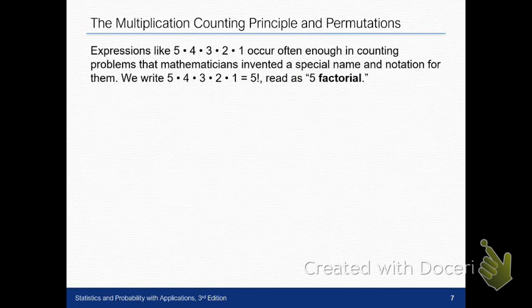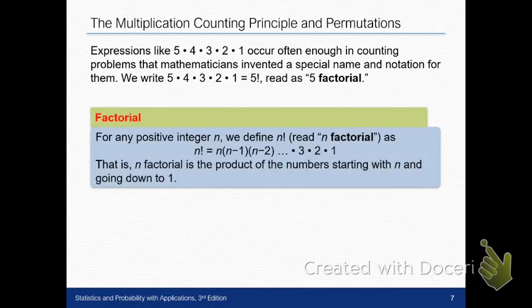Now there is a shortcut for this. Instead of doing 5 times 4 times 3 times 2 times 1, I can write 5 and then an exclamation point. That's the symbol for factorial, which just means that I'm picking a starting point and I'm multiplying down to 1. So every integer from 5 to 1 multiplied together.